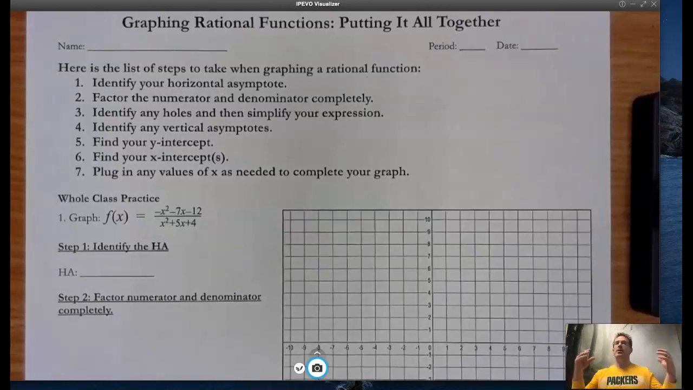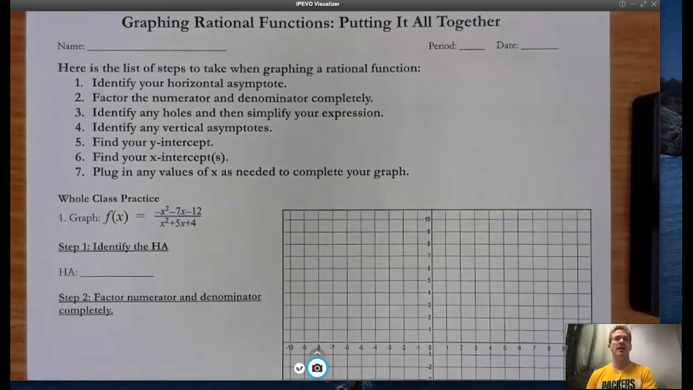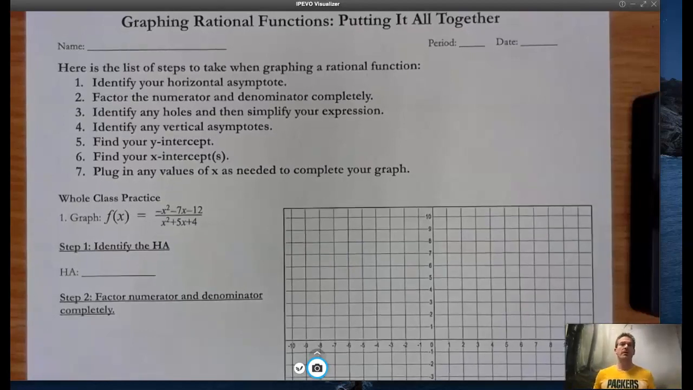So let's go right to problem 1 here. We want to graph f of x equals negative x squared minus 7x minus 12 over x squared plus 5x plus 4. So now, step 1.